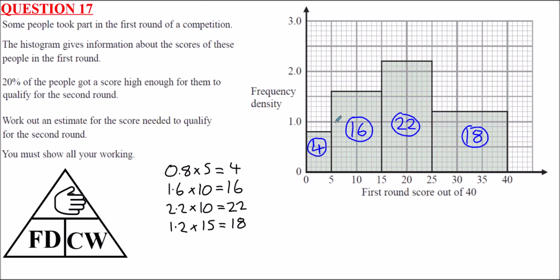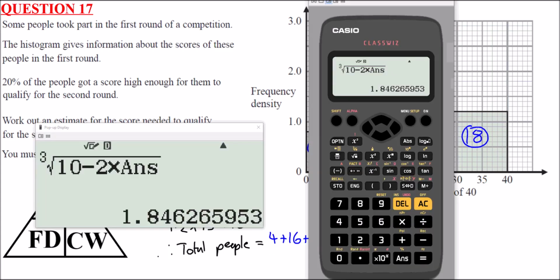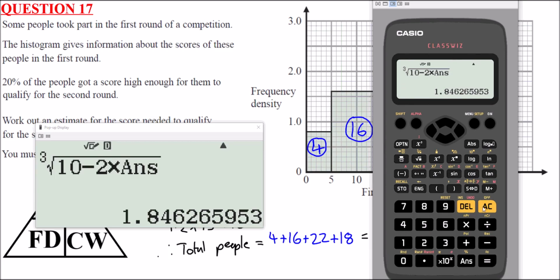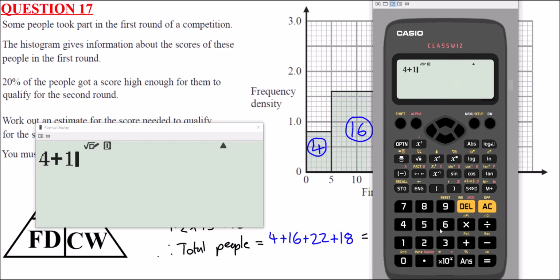So from here, we can work out the total number of people. So therefore, total people, we've got 4 plus 16 plus 22 plus 18. So just total this up on the calculator. I'd suggest use your calculator rather than in your head, because it is a calculator paper after all. So let's just move this to one side. We've got 4 plus 16 plus 22 plus 18. That gives a total of 60 people.